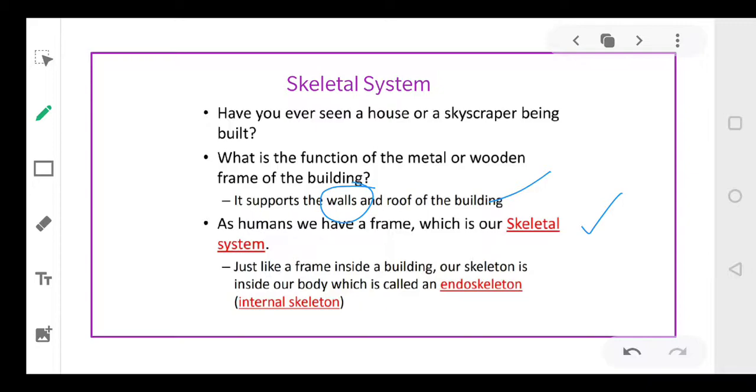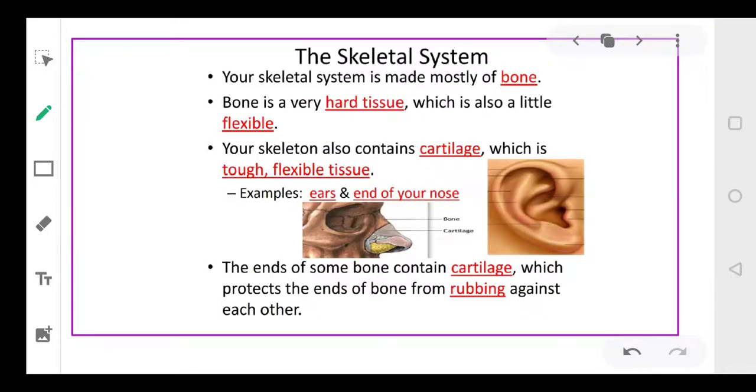So just like a frame inside a building, our skeleton is inside our body, which is your endoskeleton. Okay, since our skeleton system is present inside our body, it is called endoskeleton or the internal skeleton. Now coming to the skeleton system, dear students, our skeletal system is mostly made up of bones and cartilages. So these two together constitute our skeletal system.